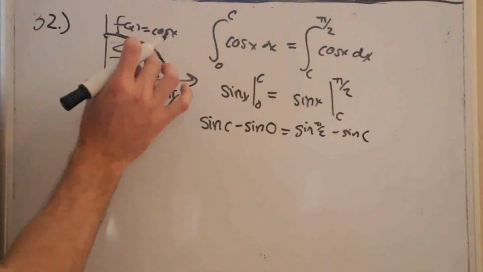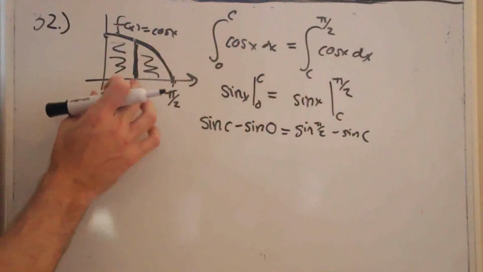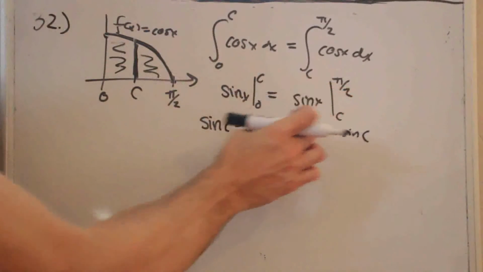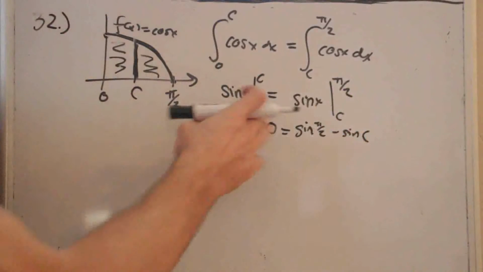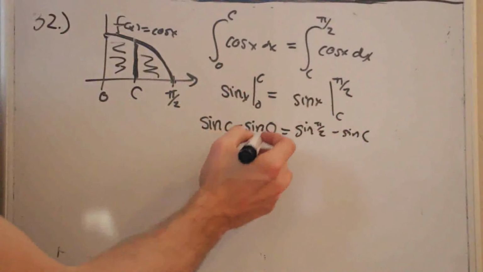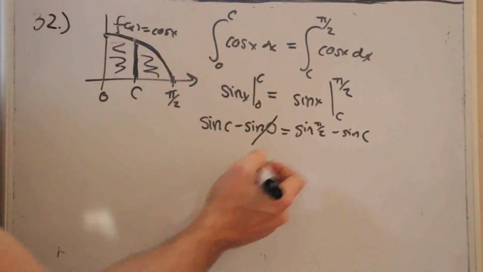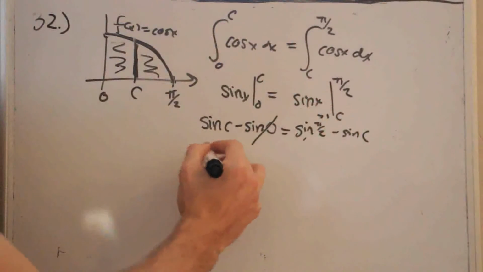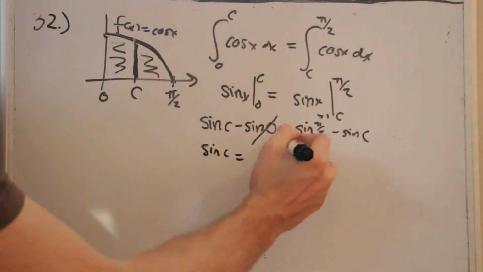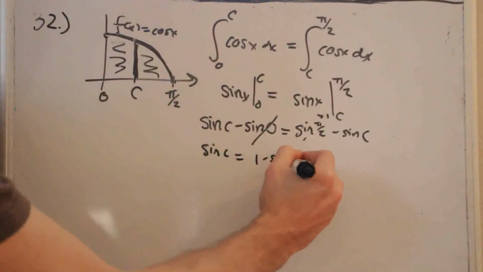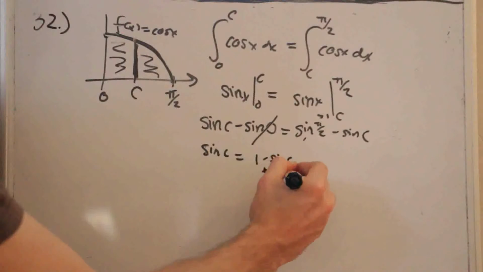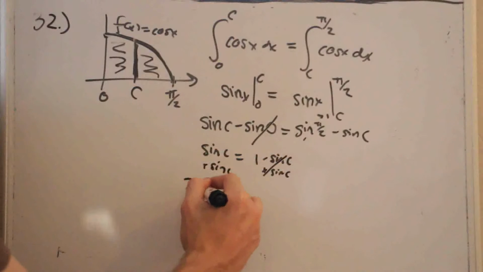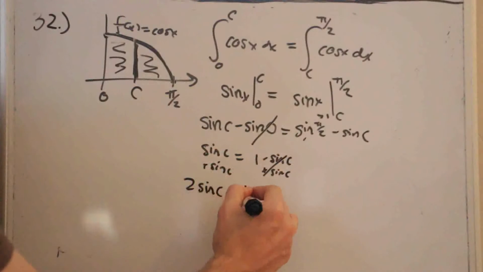So the area of this region is equal to the area of this region, which means the integral from here to here is equal to the integral from here to here. Evaluate the integrals, then plug in my boundaries. Sine of 0 is just 0. Sine of pi over 2 is 1, right? So this becomes sine of c equals 1 minus sine of c. I add sine of c to both sides, and I get 2 sine c equals 1.